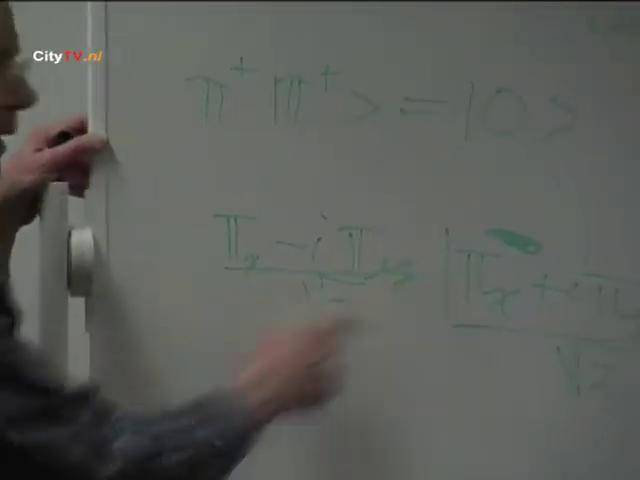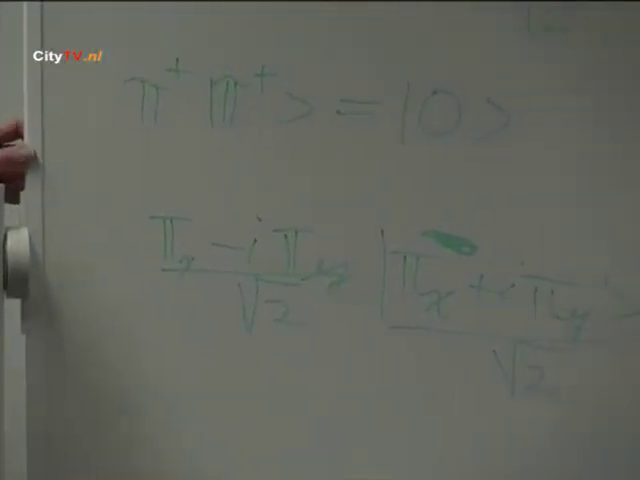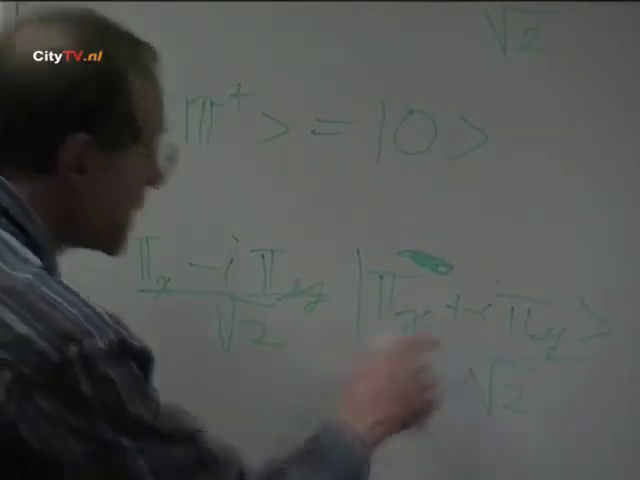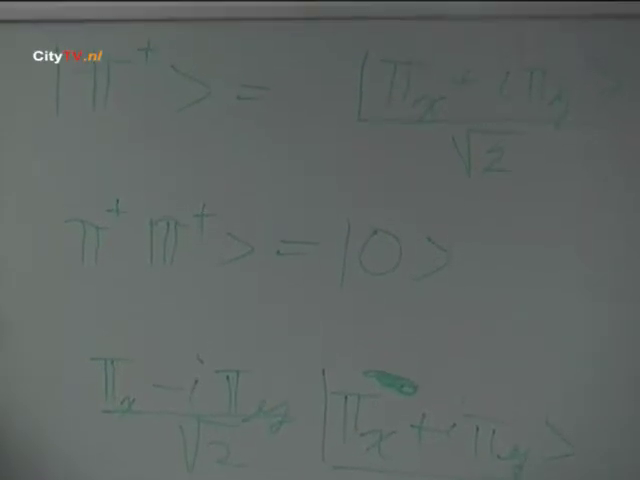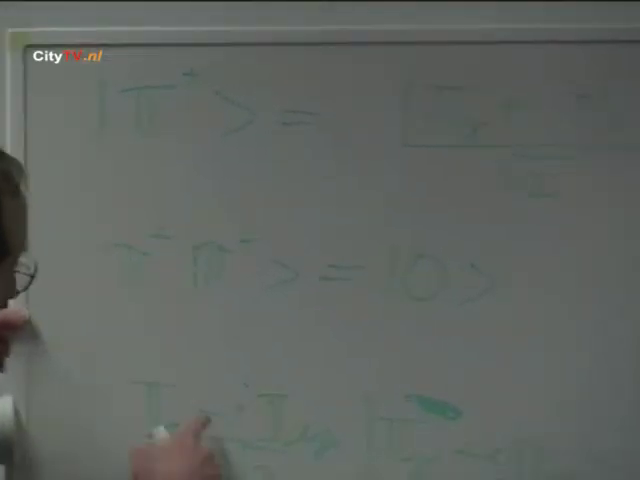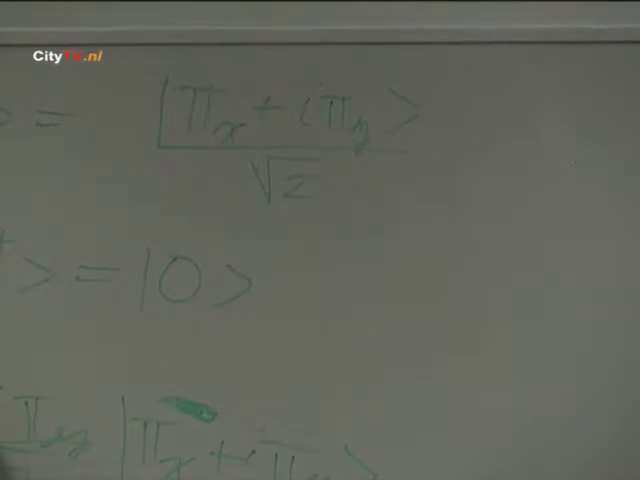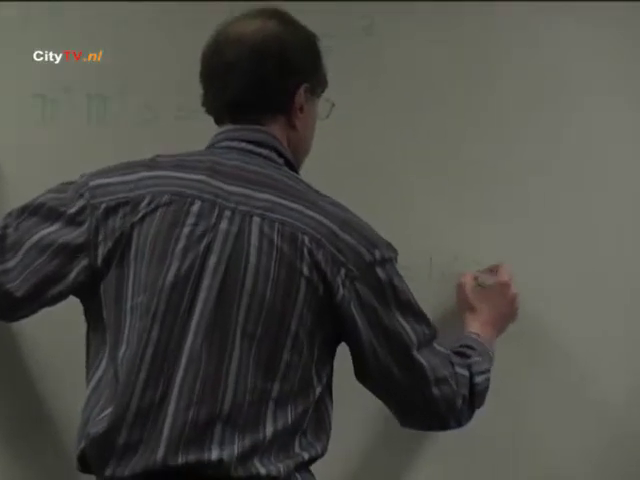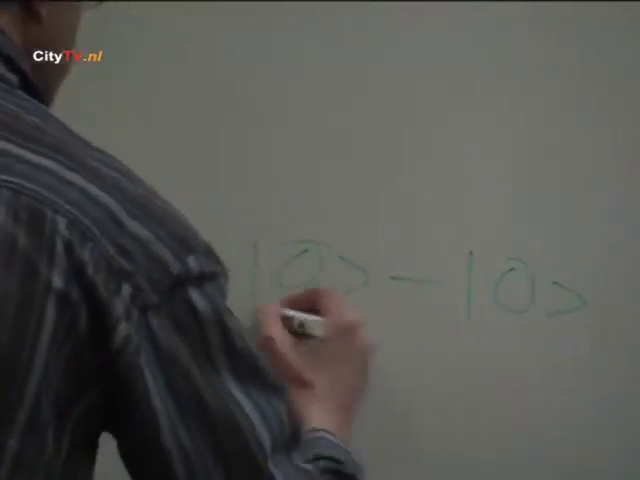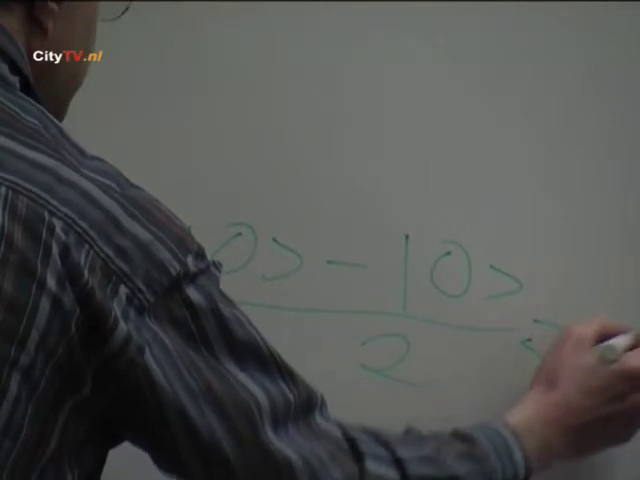The square roots of 2 combine to make a 1/2. Pi x annihilating pi x gives the vacuum. Minus i times plus i, pi y also gives the vacuum. Twice the vacuum over 2 is the vacuum. If I had a plus sign here, I'd have plus i times plus i, and I'd get something which is not the right answer.